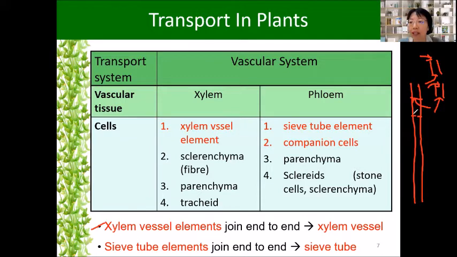So this is the so-called xylem vessel. When you say xylem vessel, you are referring to this tube. And this tube is made up of many xylem vessel elements that are joined up end to end in order to form the xylem vessel. So you need to pay attention: a xylem vessel element is the cell. A xylem vessel is many, many cells joined up to form the vessel. Same as sieve tube elements, which join up end to end to form the sieve tube.